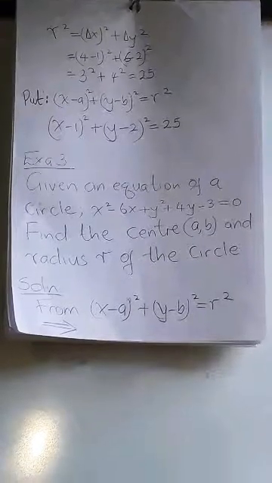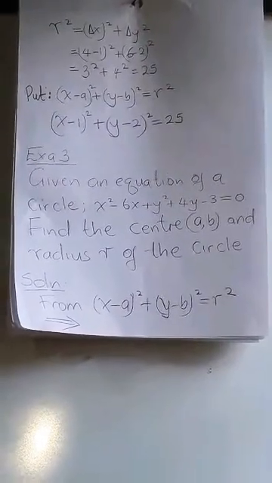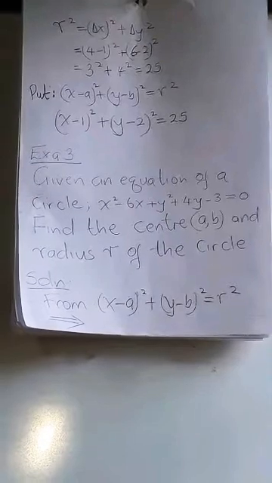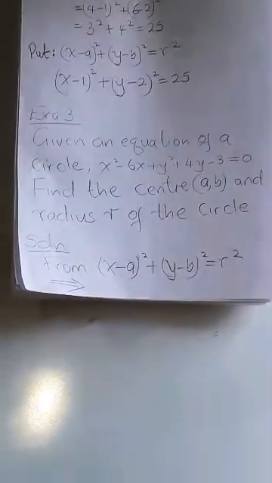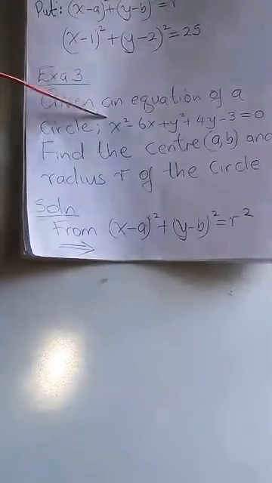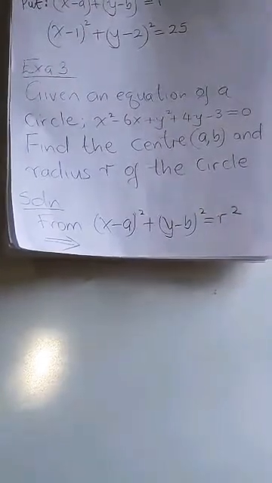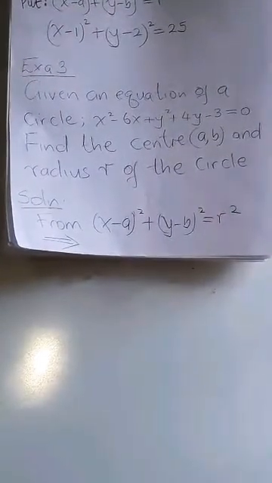Welcome back. We continue with examples on equation of a circle. And in this example, we're going to look at an expanded form of the equation of a circle. So we have an equation of a circle, this one, and the center is (a, b) and the radius is r. So we find the center (a, b) and the radius r.